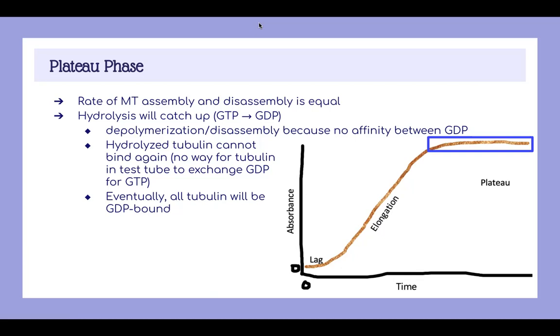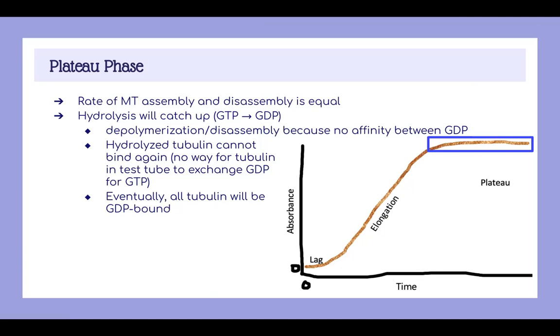And eventually we're going to have all of them, like we said, we're not going to have any free tubulins. They're all going to be bound to GDP. And then like Mariam said too, in a test tube, there's no way for us to change GDP to GTP. So eventually they're all going to be GDP bound.